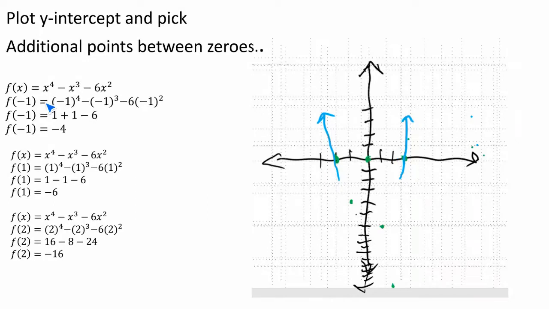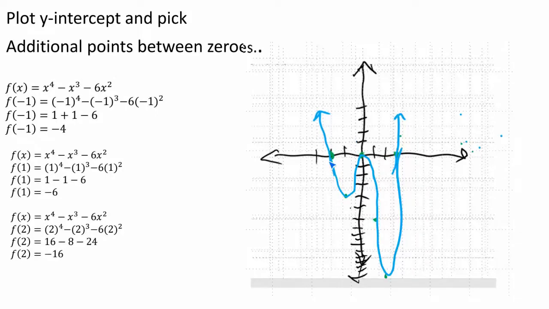So if we input negative 1 for all the x's here, we get negative 4. So at f of negative 1, we get negative 4. And then if I plug in a 1 everywhere, I get a negative 6. So that's right here. And then for 2, I get a negative 16, which is all the way down here. So if I connect my dots here, the graph is going to come down. It's going to go to 0. And I know that at 0, it's going to touch and turn. Then it's going to come back down, and then it's going to go back up. Okay, so that is my sketch of my graph.